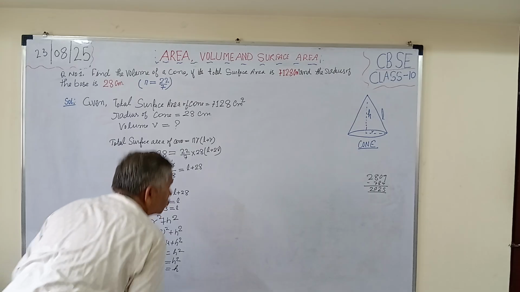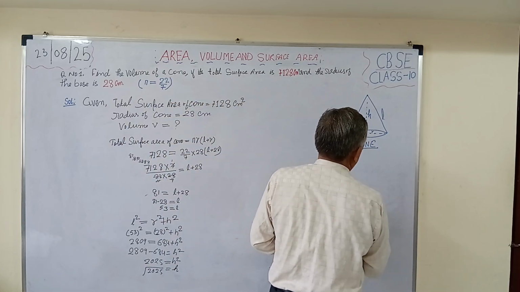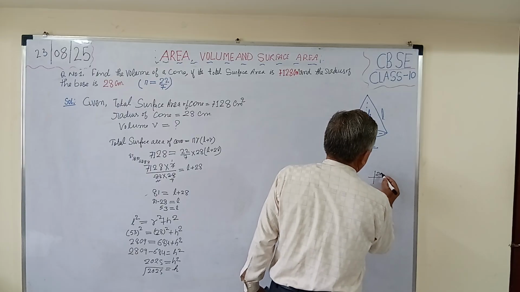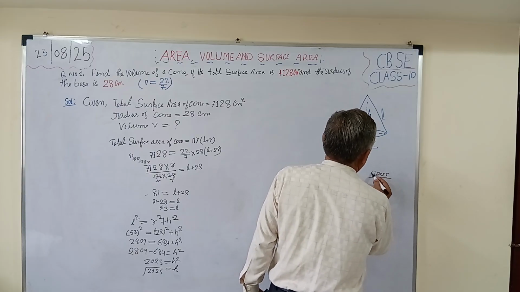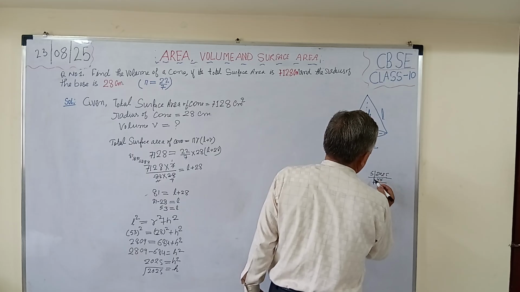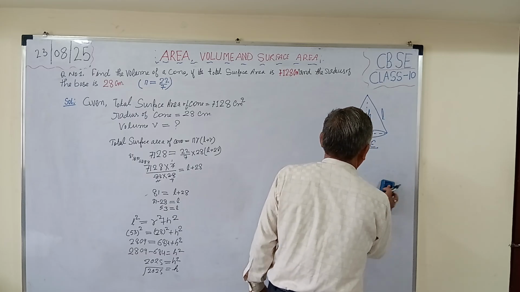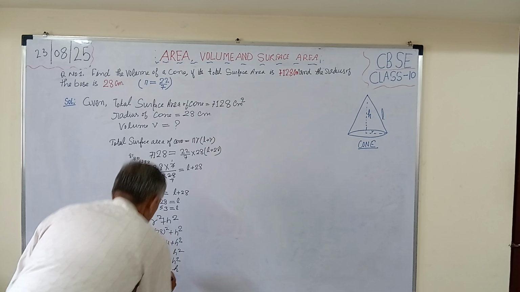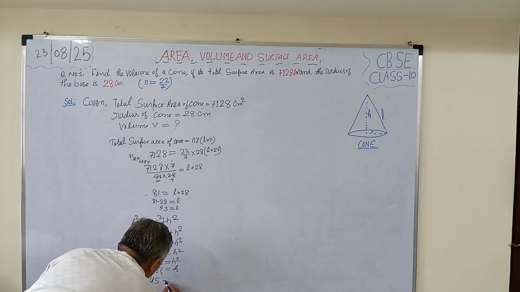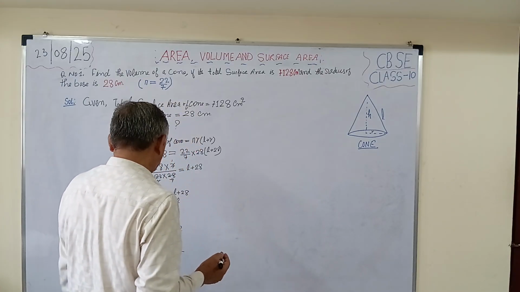Now the square root of 2025 means 5 4s are 20 and 5, 5 9s are 45. So this comes out to be 45. So the height of this is 45 centimeter.